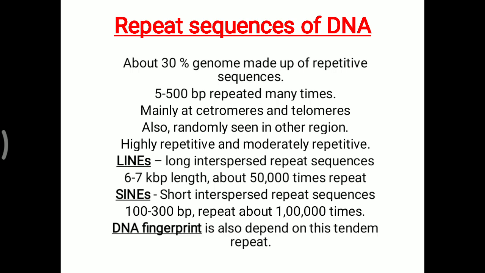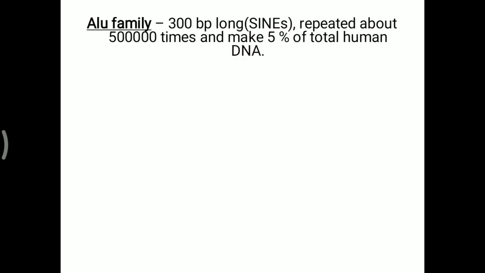Now, this repeat sequence, particularly tandem repeat, is also utilized for DNA fingerprinting. Mostly from the parent to the child, the same repeat sequence or tandem repeat is observed. That is the main purpose of making a DNA fingerprint. Further, the Alu family is 300 base pairs long, so it is considered a SINE, repeated about 5 lakh times and makes up 5% of the total human DNA, commonly found in the population.